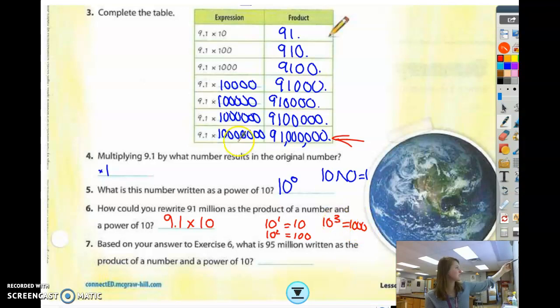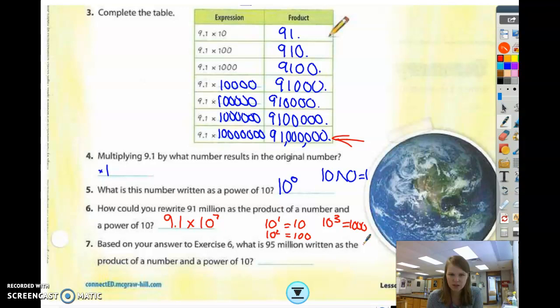How many zeros does this guy have? 1, 2, 3, 4, 5, 6, 7. So we put a 7 in there. That tells us where that place value is. So times 10 to the 7th. So number 7 asks us the next question. Based on your answer to the thing we just did, what is 95 million written as the product of a number and a power of 10?